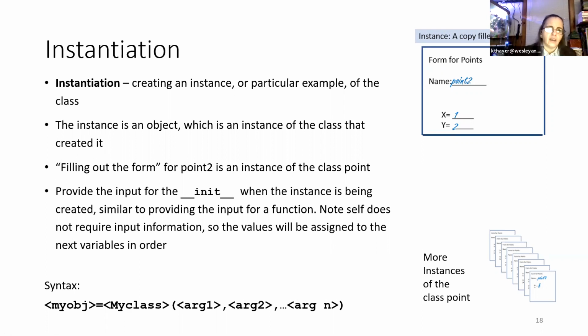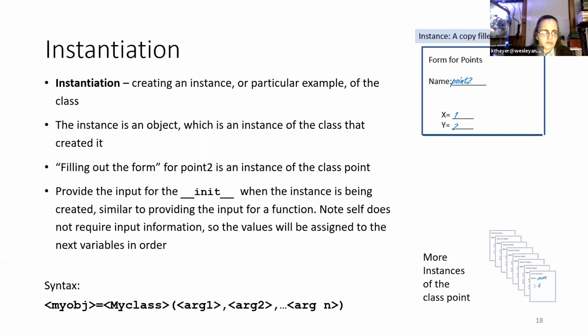Instantiation refers to creating an instance, or a particular example, of the class. So we see that this point here is an example of class point, which we've now seen how to define. The instance is an object, which is an instance of the class that created it. Filling out the form for point 2 is an instance of the class point. So what we need to do when we're going to make it is instantiate it. That means, like, let there be a point. When we do that instantiation, we need to provide the input for the init method so that it will have the information to fill out the X and Y.